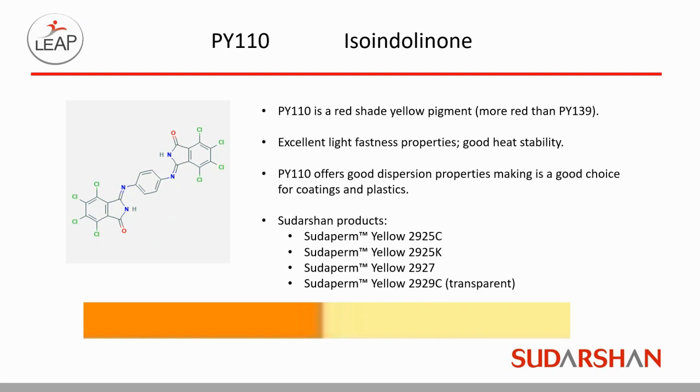Pigment yellow 110, the isoindolone, is also a red shade. It's going to be more red than the pigment yellow 139 we just spoke about. This is a fantastic pigment. It's pretty much the highest in terms of light fastness and heat stability, as well as weathering performance. These properties make it a great choice for both coatings and plastics, especially when exterior applications are required. Again, also particle size dependent, with a transparent grade, the 29C, and several opaque grades as well.